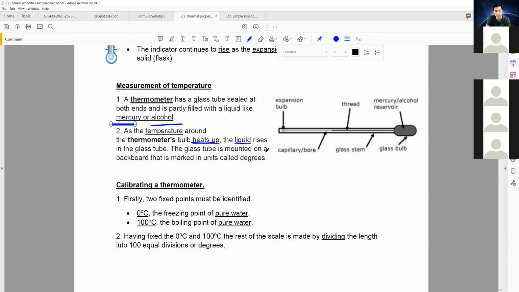The glass tube is mounted on a backboard that is marked with units called degrees. So we're going to mark degrees here, and so on. Now, how do we calibrate a thermometer before we can mark all these degrees? Usually, in terms of measurement, everything must be first calibrated. To calibrate is to understand where I'm supposed to put the readings on.